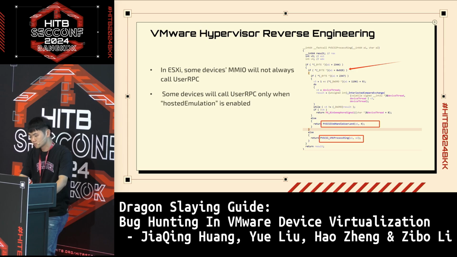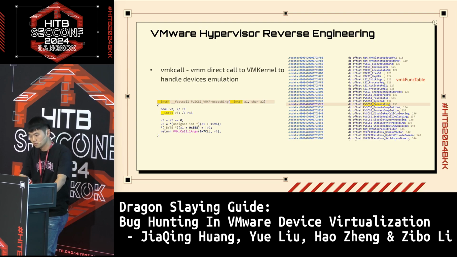It is worth mentioning that there were some differences in SCSI. We found that some virtual devices' MMIO will not always call user RPC, only if the hosted emulation option is true. Instead of using user RPC to interact with VMX, they use VMK call to directly call VMKernel to handle device emulation. So, although VMX is identical on ESXi and Workstation, the virtual device emulation code won't always be the same by default.